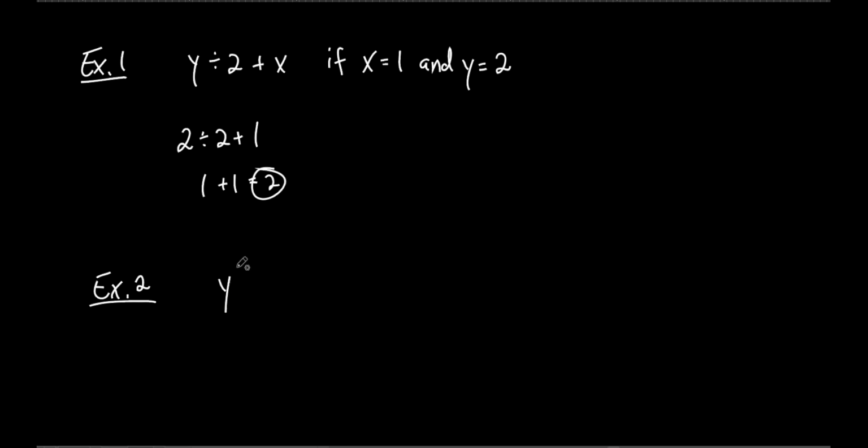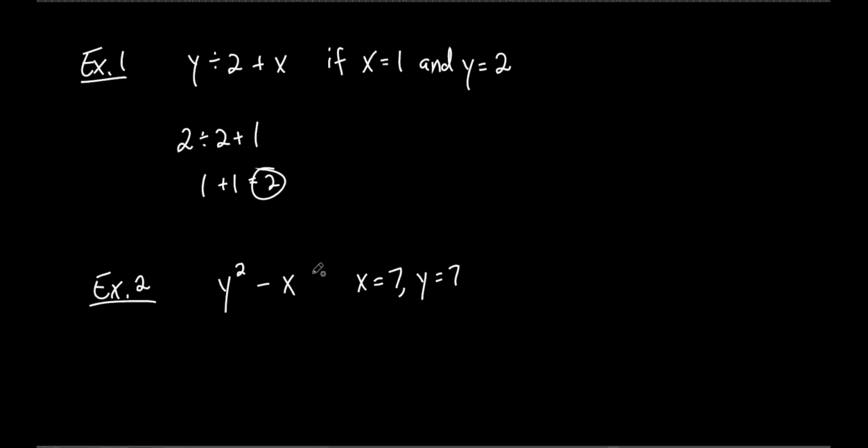So it says evaluate. I'm just not going to write that down every single time. y squared minus x. And it says if x is equal to 7, I'll just write x equals 7 and y equals 7 as well. So they both are 7. So here's what we're dealing with. This is the first time, I think, this year that we've dealt with a squared. I don't think we dealt with that before, okay?